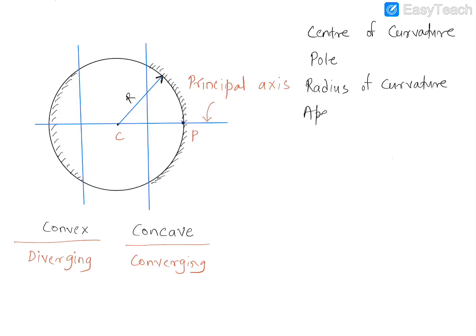So, aperture is defined as what? The part or the area of the mirror which is open for the reflection of light, or when the light rays fall on it, it will be able to reflect the light, is called an aperture.